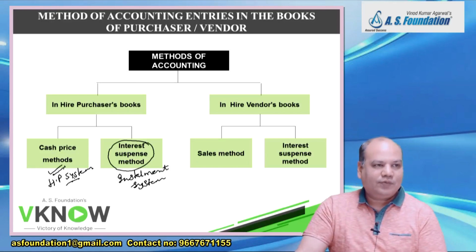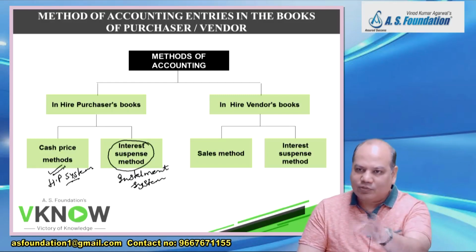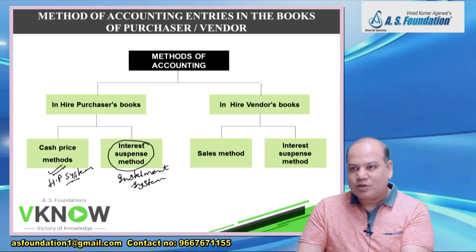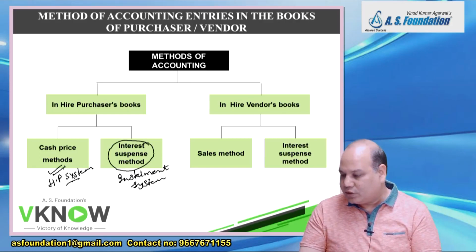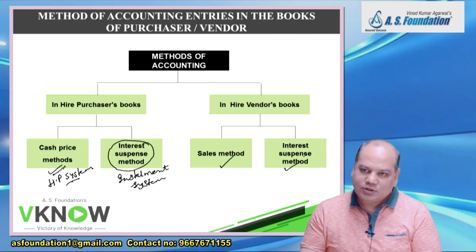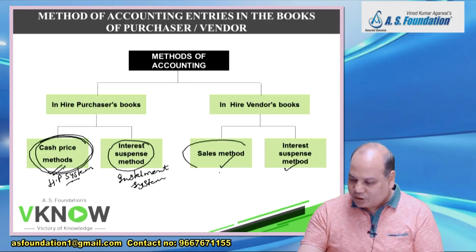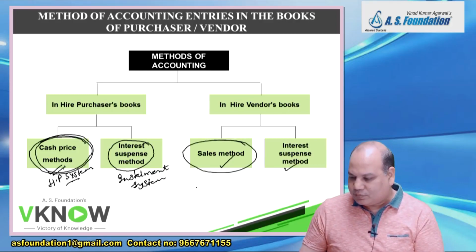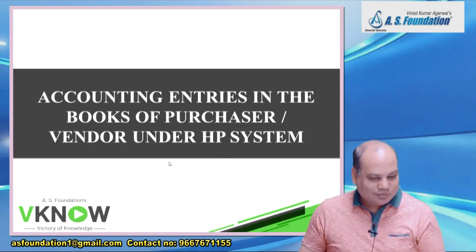However, if they ask you specifically interest suspense method for HP, you can do that same thing. And if they ask you cash price method for installment, again you can do the same thing. No problem. In the hire vendor's books, we will follow sales method or interest suspense method. So today our focus will be completely on cash price method in the books of purchaser and sales method in the books of vendor. So see the accounting entry. Accounting entry today, problem tomorrow, okay?